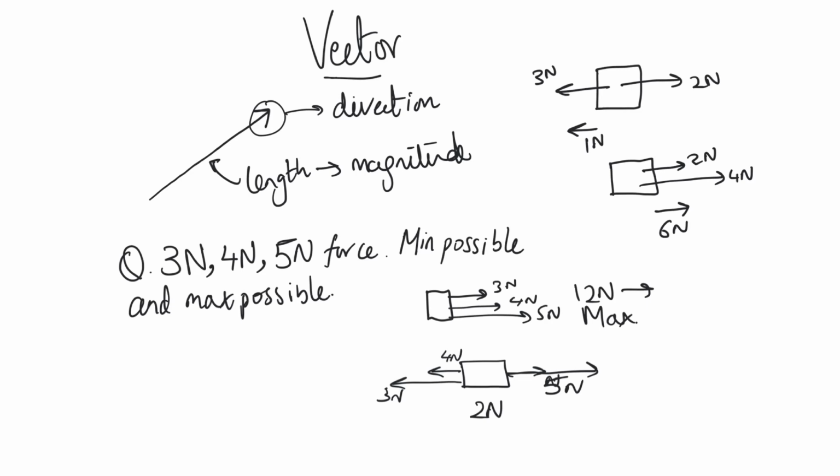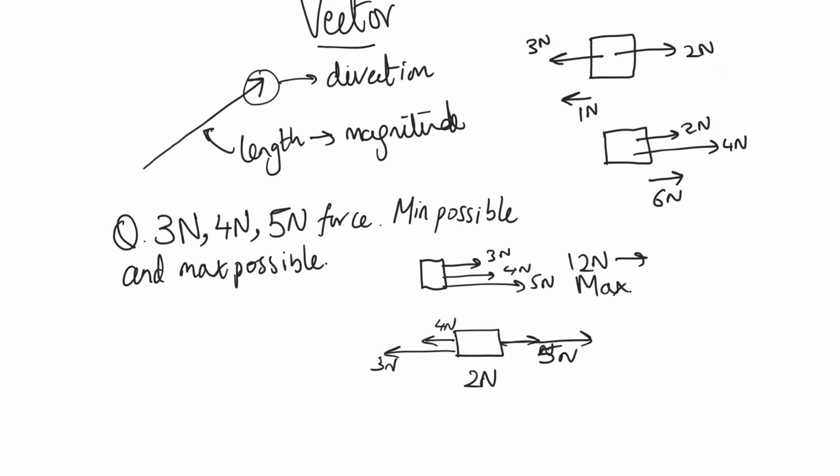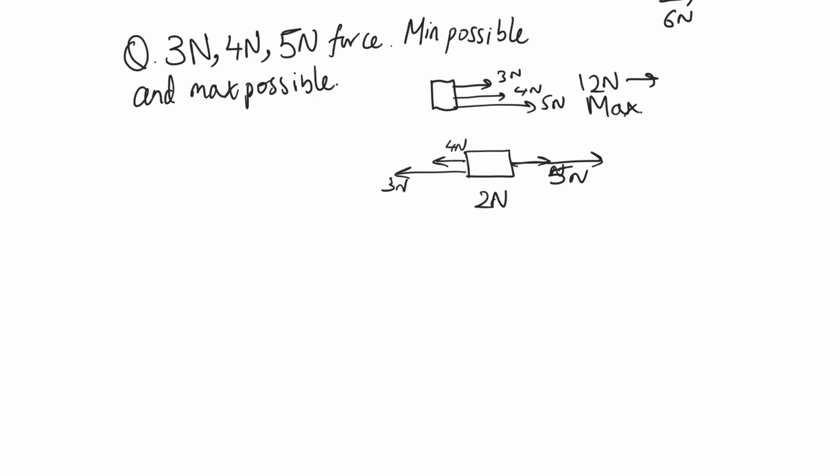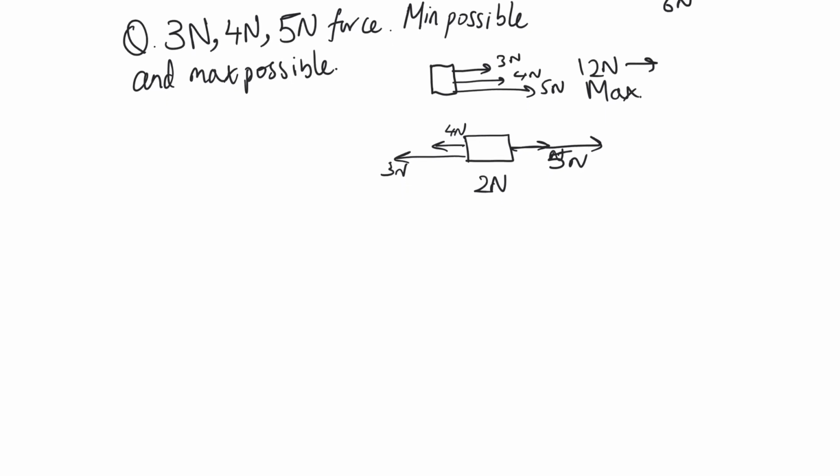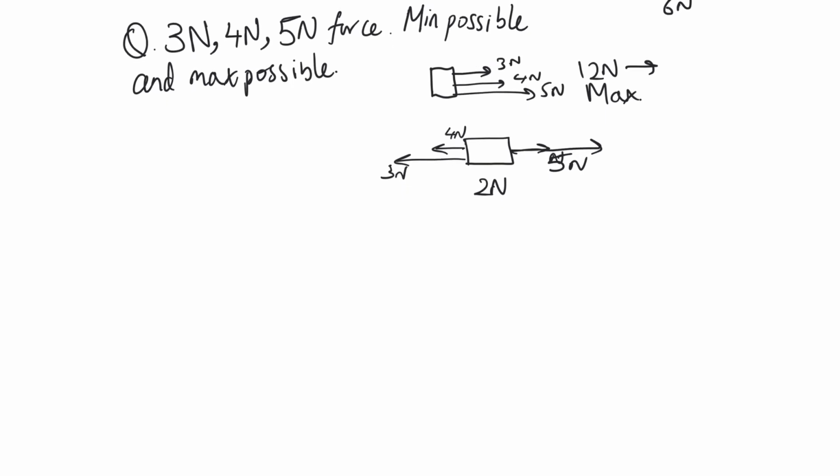Have a look. So the same question, that you have a 3 newton force, a 4 newton force, and a 5 newton force, and the question is you have to find out the minimum possible force and the maximum possible force. What if you put the 3 newton force this way, and what if you put the 4 newton force this way? Because nowhere in the question have they said what the direction of the three forces is. All they are saying is that you have these 3 forces, they can act in any direction.